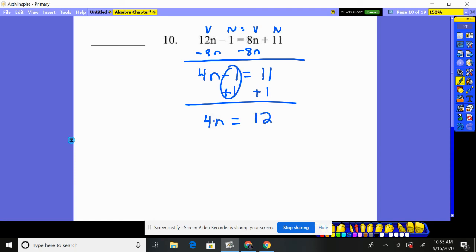How do we now undo and finish it out? How do we undo multiplying by 4? We're going to divide by 4. N equals 3.